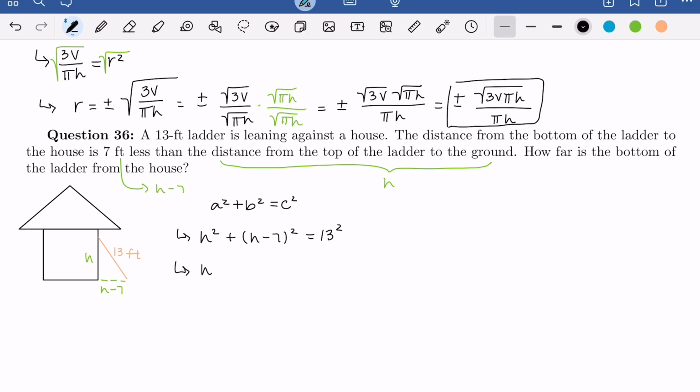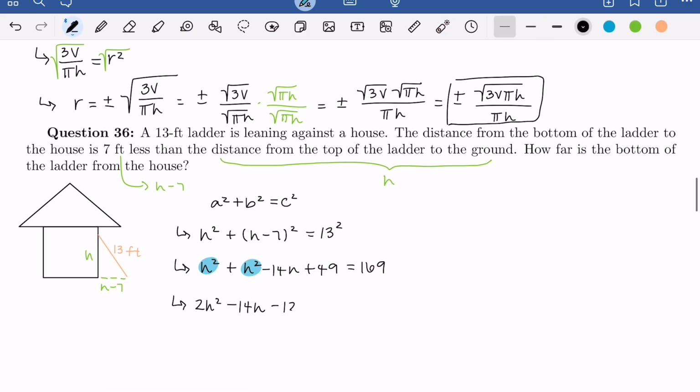Alright, so this gives us h squared still there, and then evaluating this, we're going to get h squared minus 14h plus 49, and then on the right-hand side, we're going to get 169. Now let's move this 169 over to the other side, and then combine like terms. Notice we have an h squared and an h squared here. So doing that, we're going to get 2h squared minus 14h, and then we're going to take 49 minus 169, so this will give us a negative 120, and this will all be equal to 0.